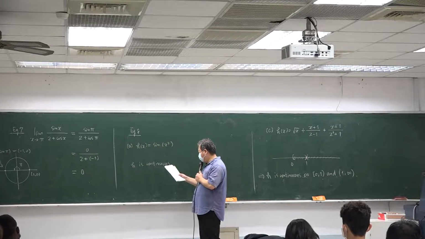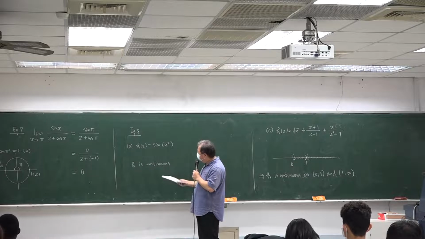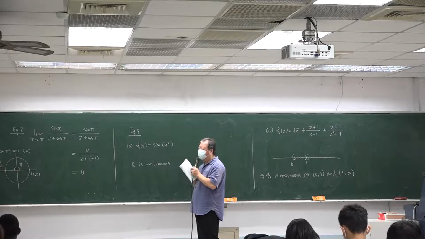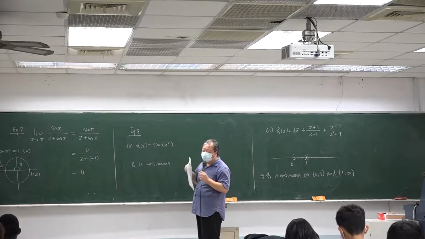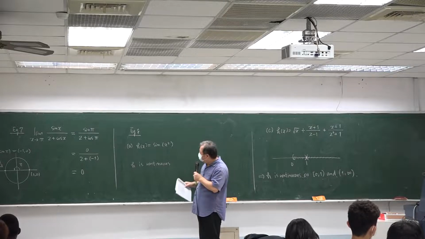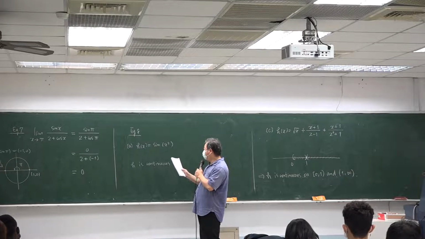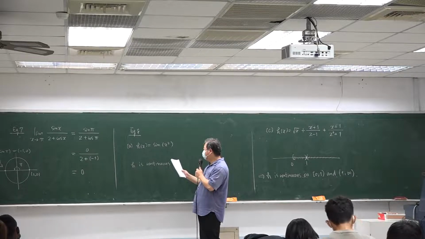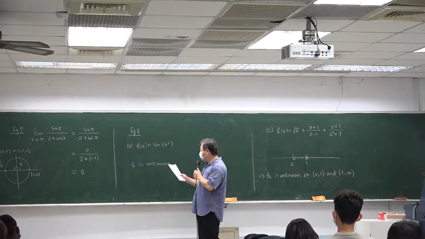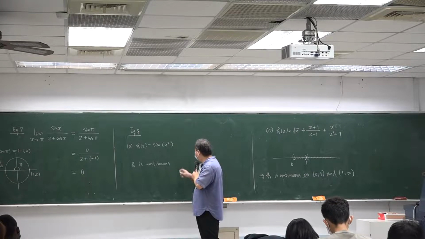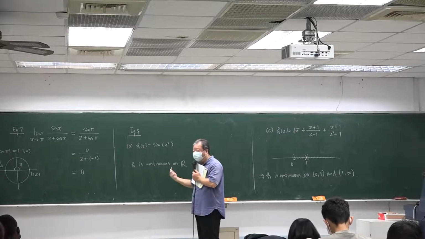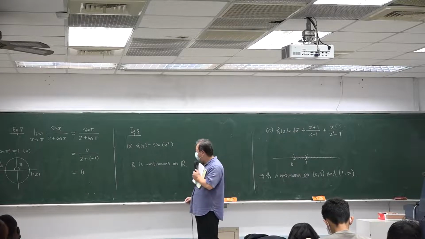Where are the following functions continuous? You can answer this problem in two ways: one, at some point; two, on some interval. Yes, continuous everywhere, or continuous on R. Continuous everywhere means locally, at every point, or on R.